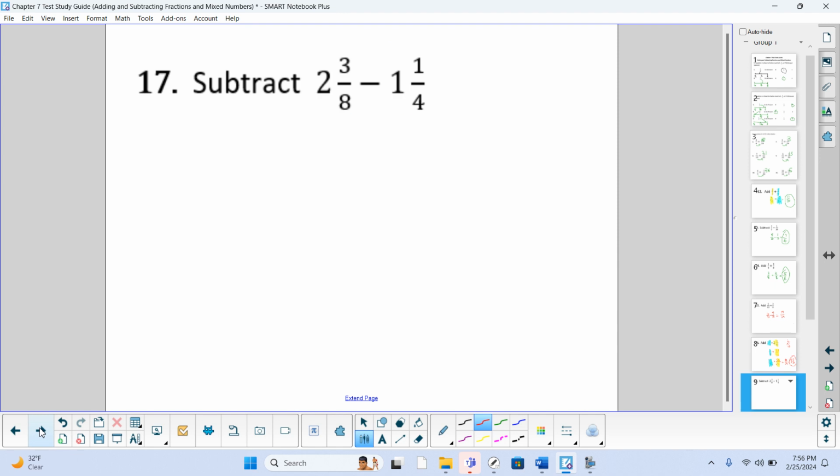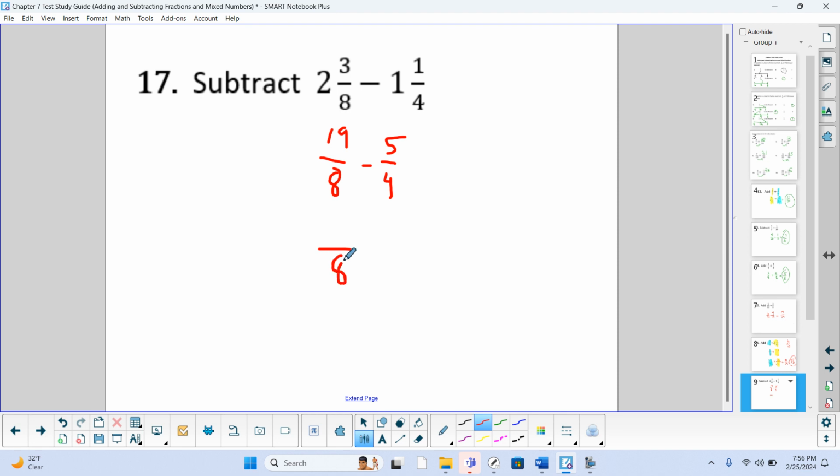Number 17. Subtract 2 and 3/8 minus 1 and 1/4. So I'm going to write them both as improper fractions, or fractions greater than 1, I should say. 2 times 8 is 16, plus 3 is 19. So you get 19 over 8, minus 1 and 1/4 is 1 times 4 is 4, plus 1 is 5, 5 over 4. The common denominator for 4 and 8 is 8.